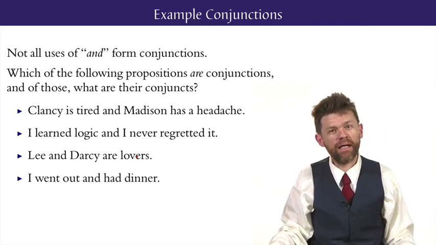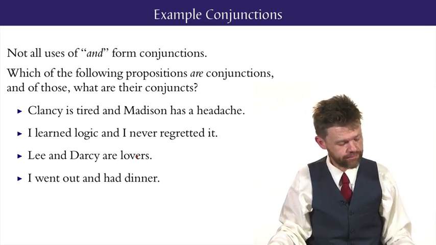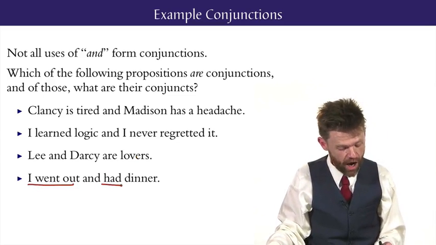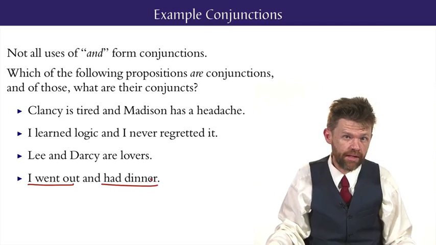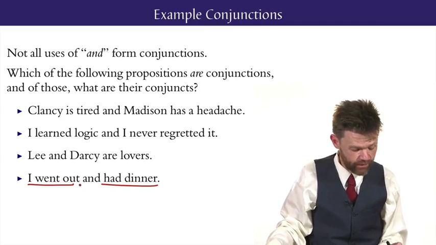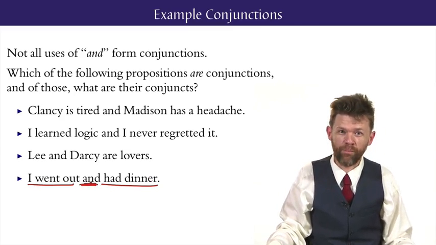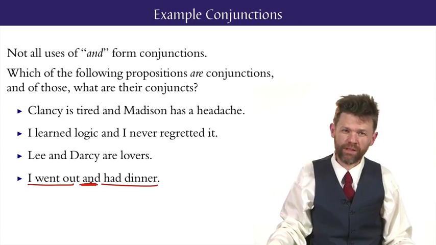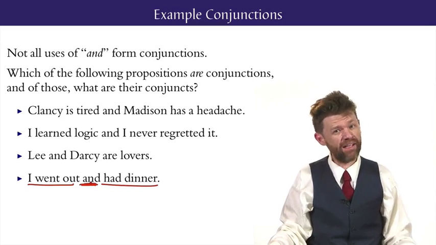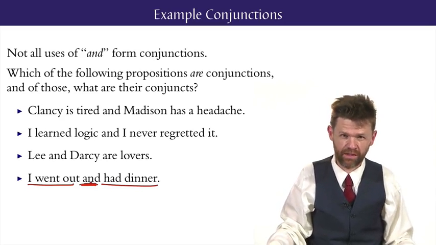Similarly, if I say I went out and had dinner, if that's just the conjunction of I went out and I had dinner, then we'd simply be saying that those two statements were true. But typically, when we say something with an and of this form, we're saying something about the order in which they came to be true. We're saying that I went out and then I had dinner after that while I was out.